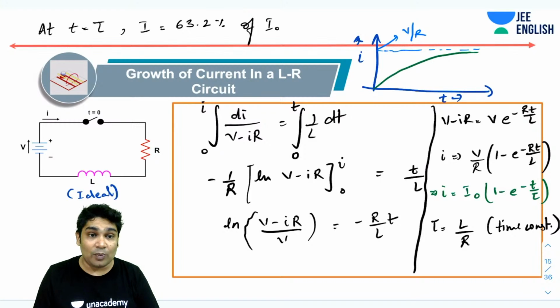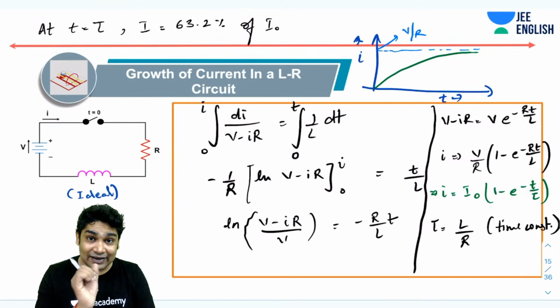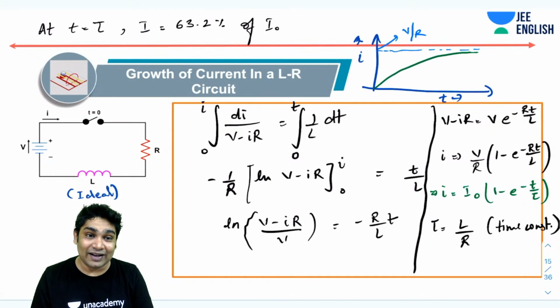This is just the opposite of how a capacitor used to behave. I hope you remember that. At t equals 0, the capacitor would behave like a resistanceless wire, and at t equals infinity, the capacitor would behave as infinite resistance. In steady state, it does not allow any current.